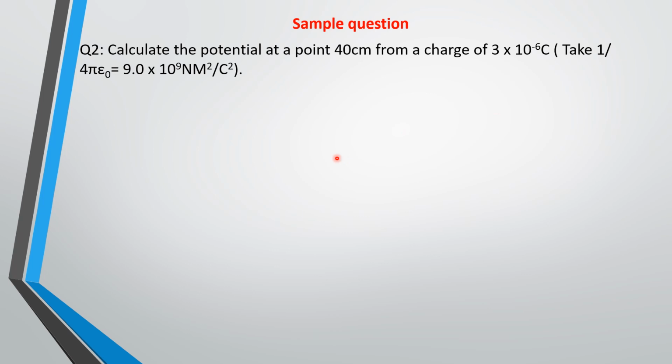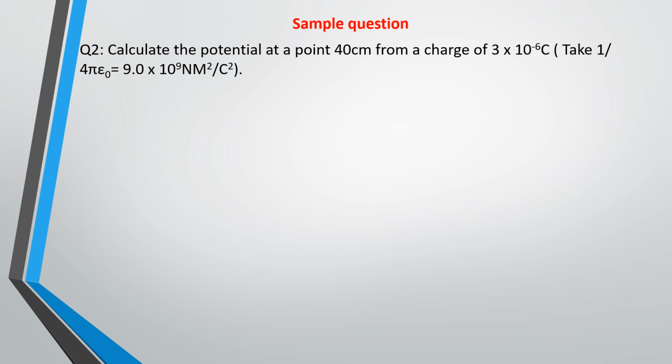Okay, so this is another question for us to consider. Calculate the potential at a point 40 centimeters from a charge of 3 times 10 power minus 6 coulomb. Take the constant of proportionality to be 9.0 times 10 power 9 newton meters squared per coulomb squared.